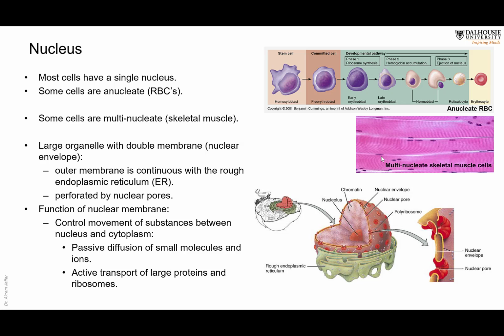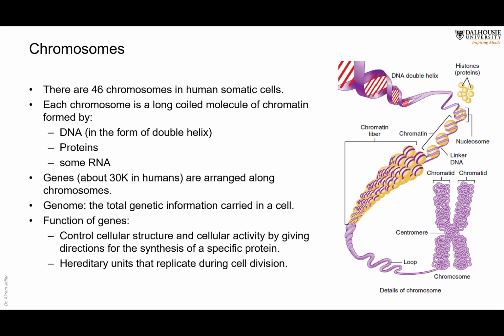It is one of the organelles that has a double membrane, and it is perforated by pores, as you can see here. Nuclear pores through which substances pass between the nucleus and the cytoplasm, including small molecules or large molecules, ribosomes, messenger RNA, as we will see in a moment. Inside the nucleus is the genetic material. The entire genetic material is called the genome, and the genetic material is arranged in chromosomes.